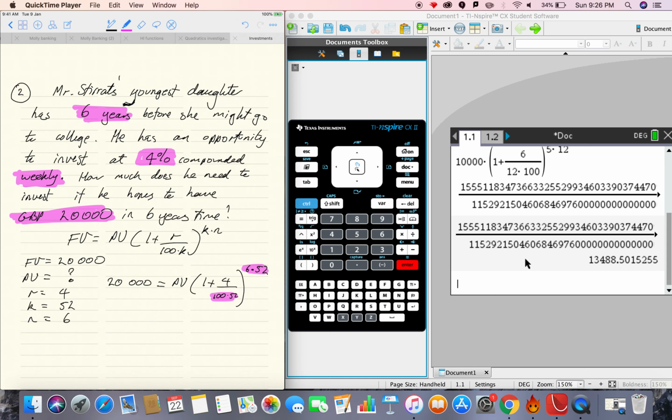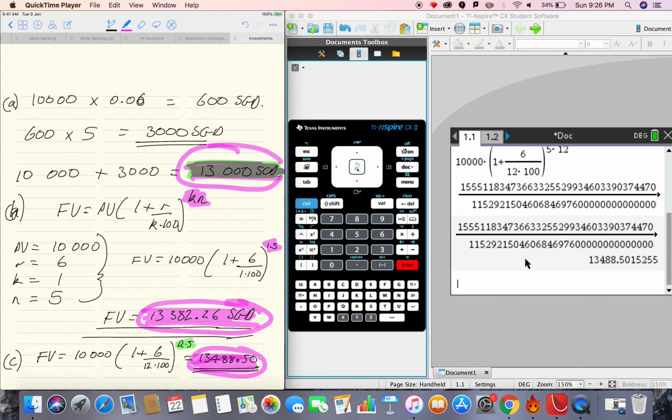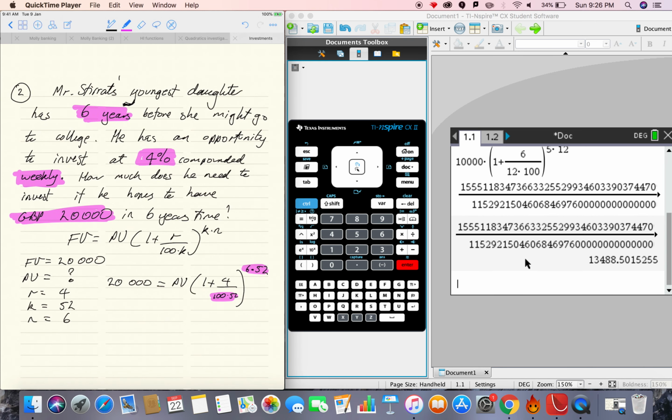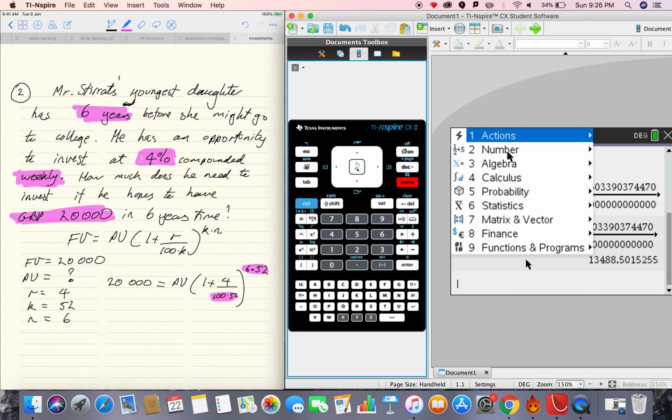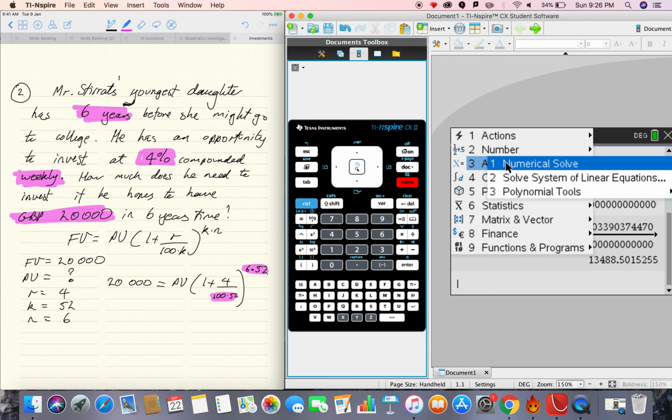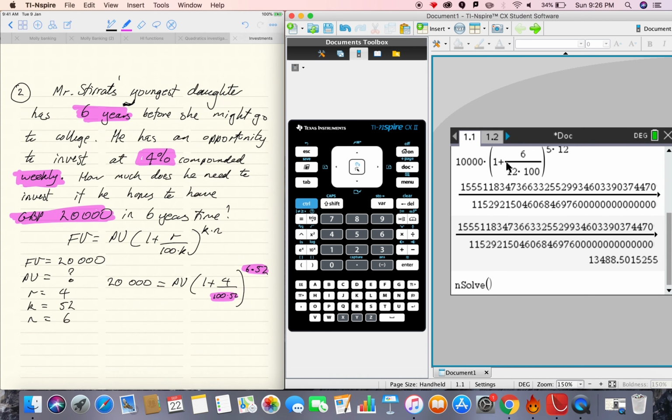But notice this is actually an equation to solve now. It's not just numbers to substitute in, like the previous question, to get an answer by doing a calculation. This is actually solving an equation. So here we have to go to menu, algebra, and numerical solve. We want to solve this equation, so we type the equation exactly how it is. PV, you've got to call it some variable. I'm going to call it X. So X is the variable we're trying to solve for.